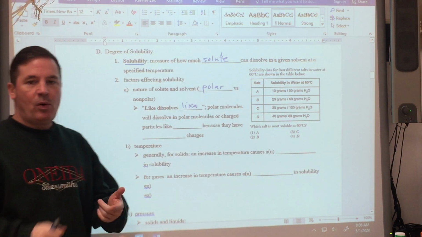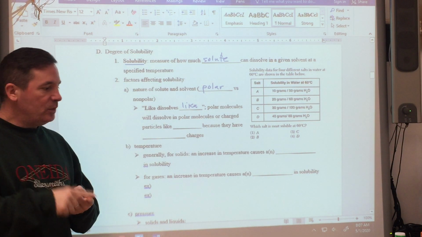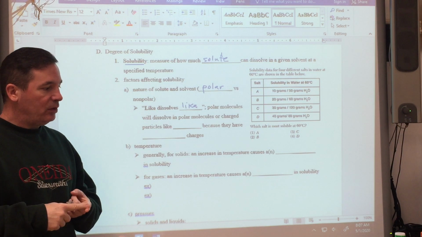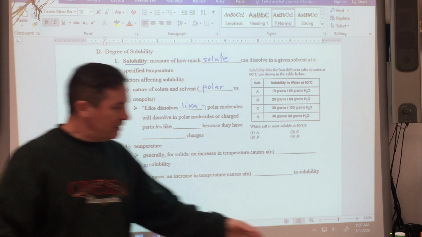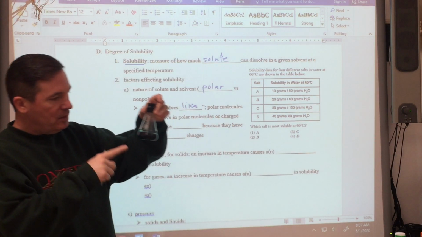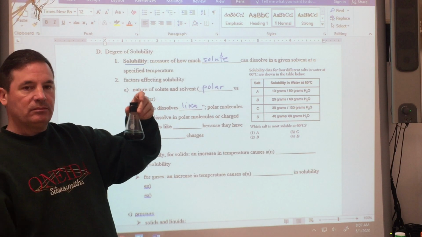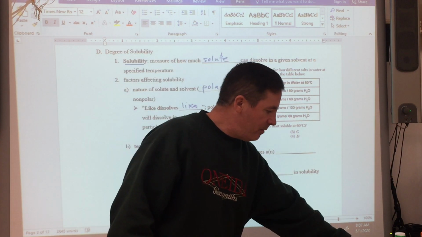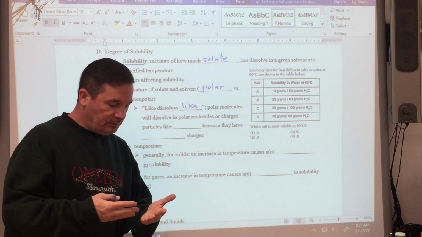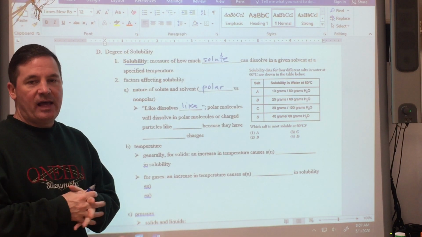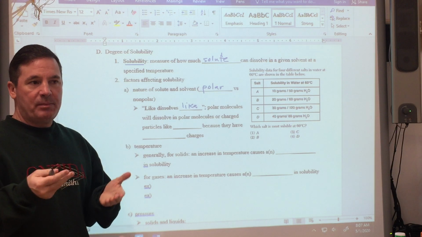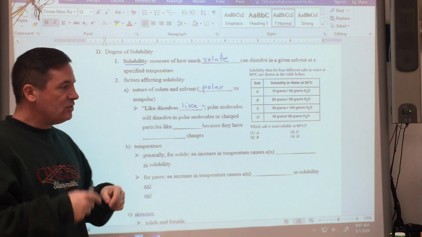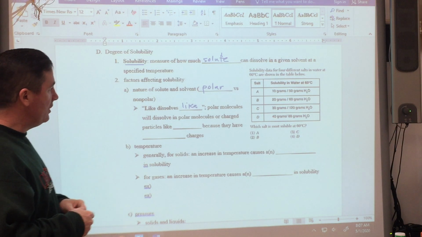That means if I've got a polar molecule like water, it will dissolve other polar molecules like food coloring. That's one example. Anything that's an ionic substance, an ionic crystal, those will break up into positive and negative ions. So water will dissolve all of that too.